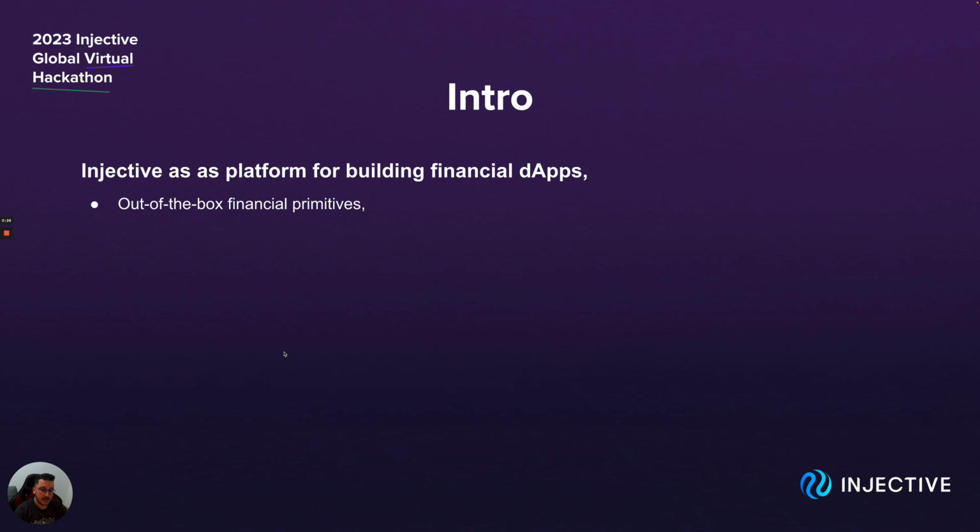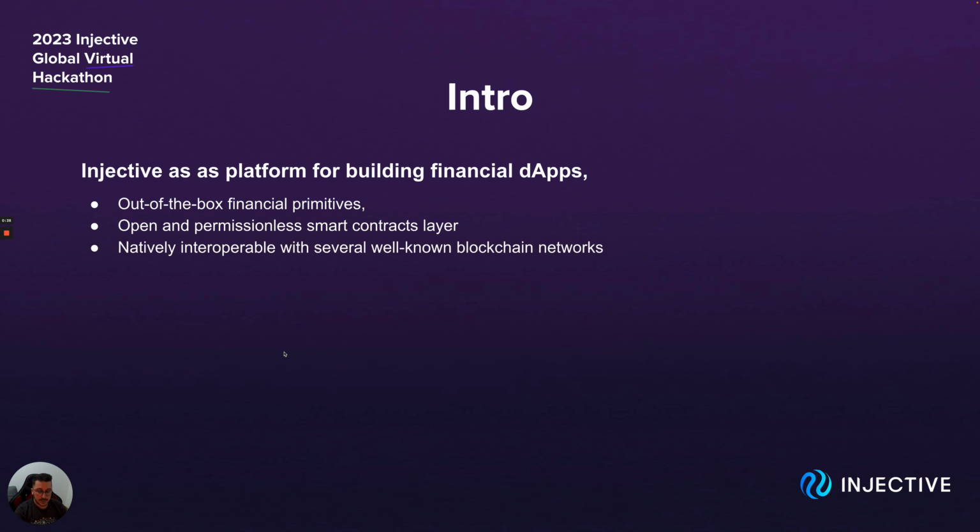In addition to that, it also has an open and permissionless smart contracts layer, which provides advanced capabilities in building robust and innovative decentralized applications. Injective is natively interoperable with several well-known blockchain networks such as Ethereum, Solana, and all IBC-enabled Cosmos chains like Cosmos Hub, Osmosis, Stride, and etc. The interoperability not only allows Injective to enable users to bridge assets from multiple blockchain networks, it also allows for transferring arbitrary data like Oracle prices and etc.